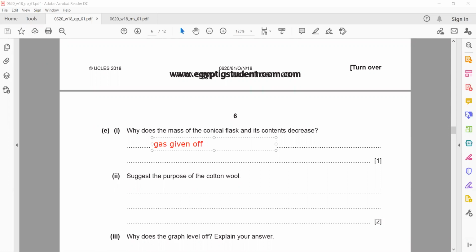The next part: suggest the purpose of the cotton wool. Why are we using cotton wool here?